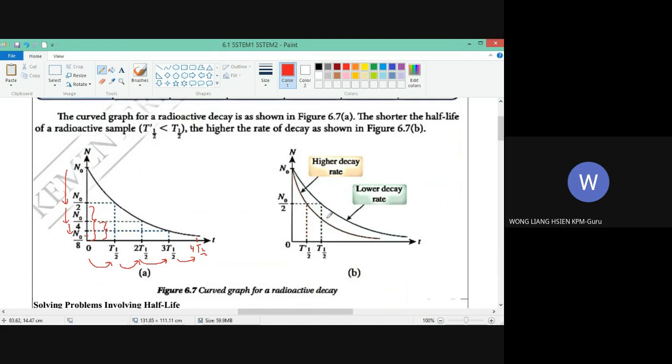So generally, if the half-life is shorter, then you see this one has a shorter half-life. That means it can decrease by half very quickly. Then the decay rate will be higher. See, this one the half-life is very short, then the decay rate is higher. If the half-life is longer, it takes a longer time to decrease by half, then you can see that the decay rate is lower. Get the idea?